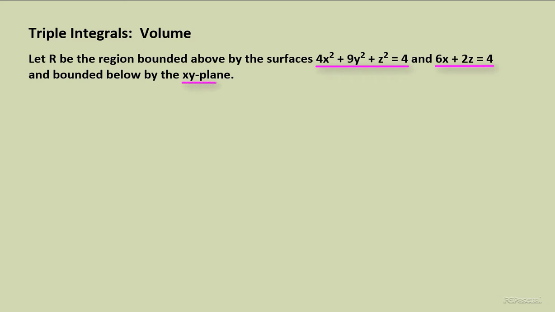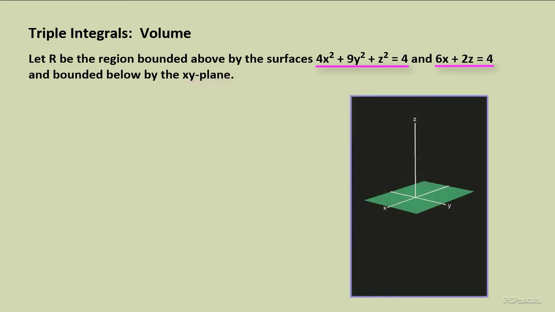The lower boundary of the solid is the plane z equals 0, or the xy plane, so that for the solid, the value of z is greater than or equal to 0. First, let us take a good look at the solid. Let us separately sketch the two surfaces that form the upper boundary of the solid.